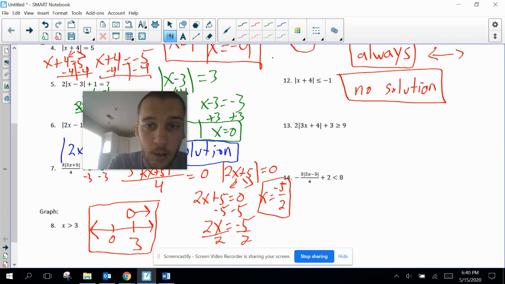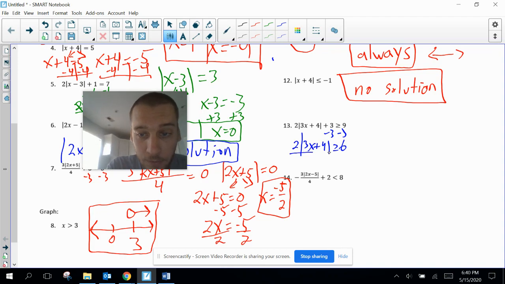And the last two are the most interesting. We need to get the absolute value by itself. So I'm going to subtract 3 on both sides. We got 2 absolute value of 3x plus 4 is greater than or equal to 6. Got to keep getting this by itself. The opposite of times 2 is divide by 2 on both sides. So those cancel out, and we've got absolute value of 3x plus 4 is greater than or equal to 3.